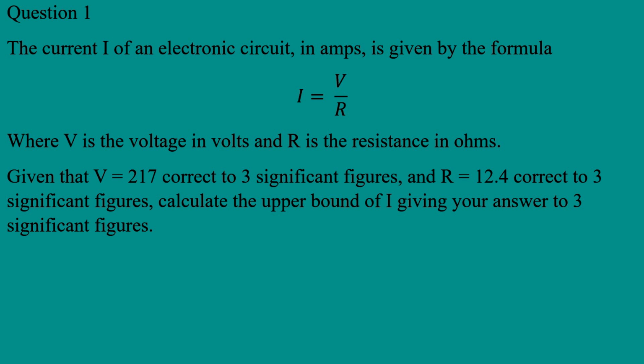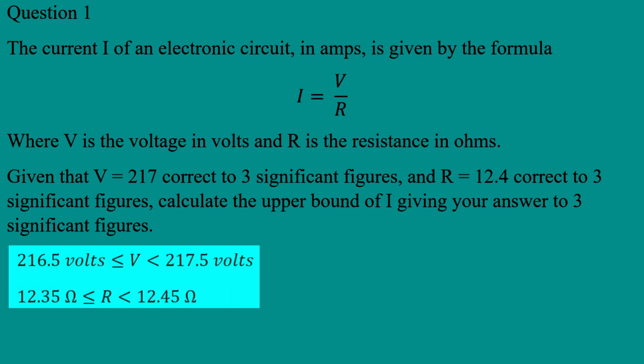You are given the formula to work out the current in a circuit, I equals V divided by R. First of all, as both V and R have been rounded to three significant figures, we know that we need to write down an error interval for each of these. We want to calculate the upper bound for the current, the largest value it can be. The current I is equal to the fraction V divided by R. How do we make this fraction as large as possible?